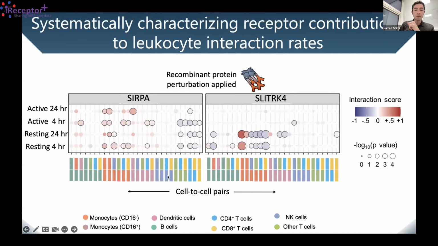There's different cell pairs color-coded along the bottom. But you can see, you can essentially read out from these kinds of assays how each receptor contributes to global cellular connectivity in the system.